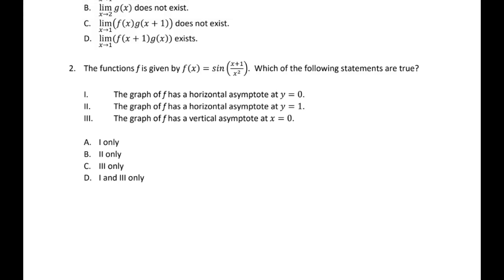Okay, I'm looking at problem number 2 from the assessment review, and I said that I would come back to it and we'd look at why this is the way it is, and why do I have a hole and not a vertical asymptote is kind of the big question in this. So the function is sine of x plus 1 over x squared.